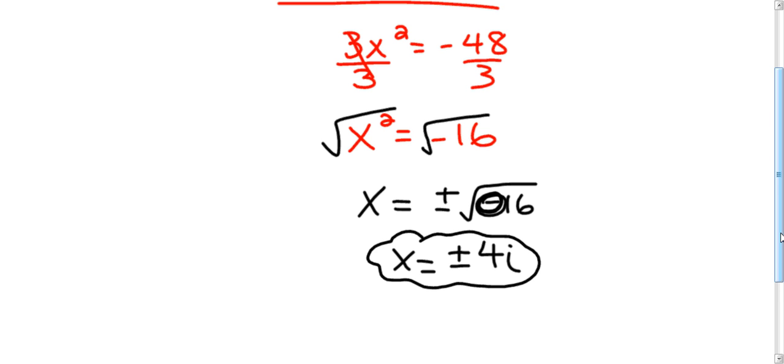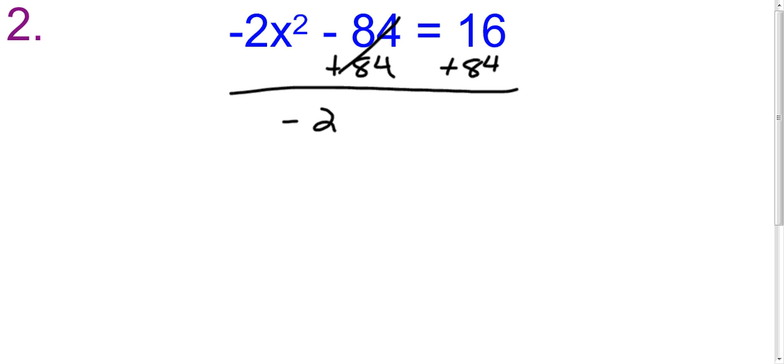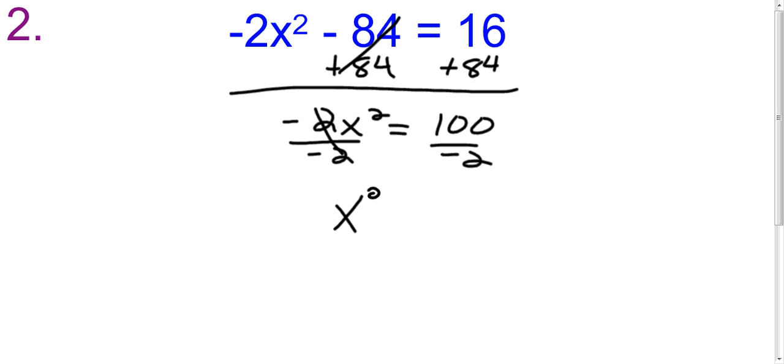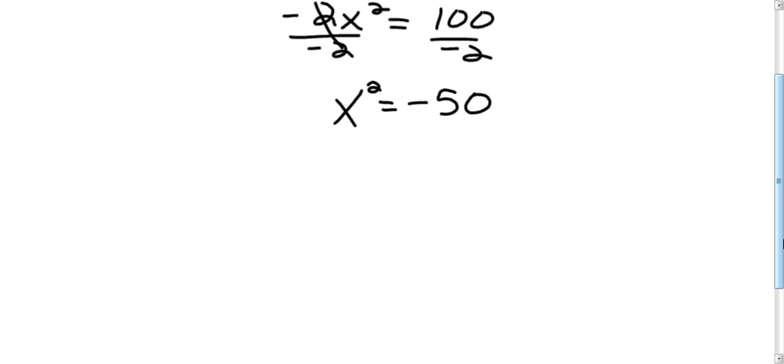We'll do another one here. I will add 84 to both sides. So I have negative 2x squared equals 16 plus 84, which is 100. And then I will divide by negative 2. So I have x squared equals negative 50. And again, I don't want that solved for x squared. I want it solved for x. So I would need to square root both sides.